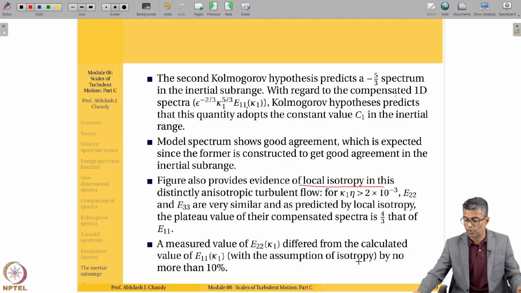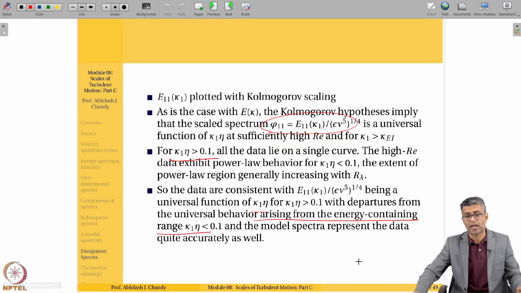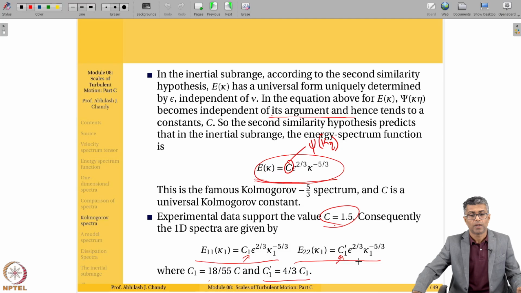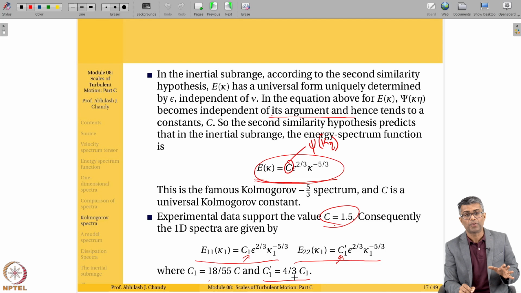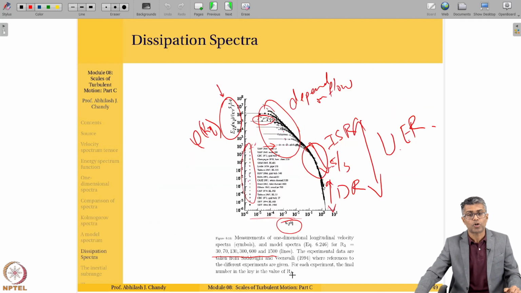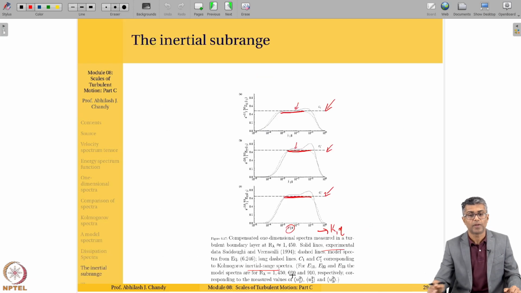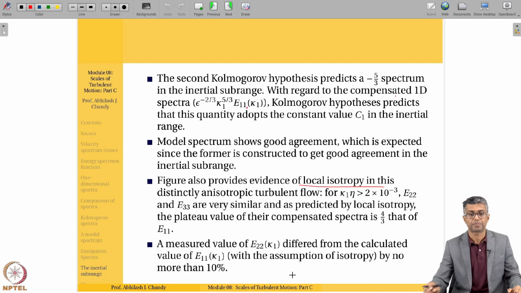How did I get that? If you go back a few slides, this 4/3 value should be familiar to you, right? Look at this. C1 dash is 4/3 of C1. That is where it is coming from. It is 4/3 of E11. So that constant happens to be 4/3 of that value. That is what we are seeing.